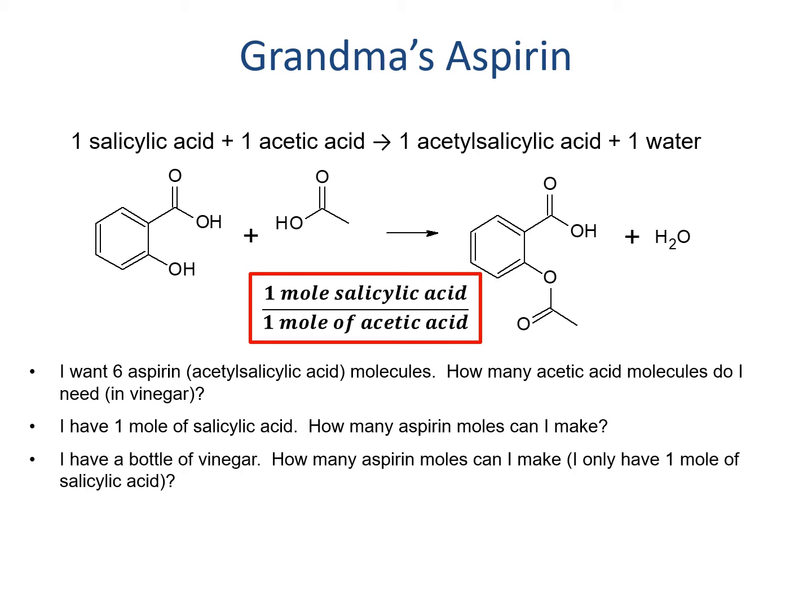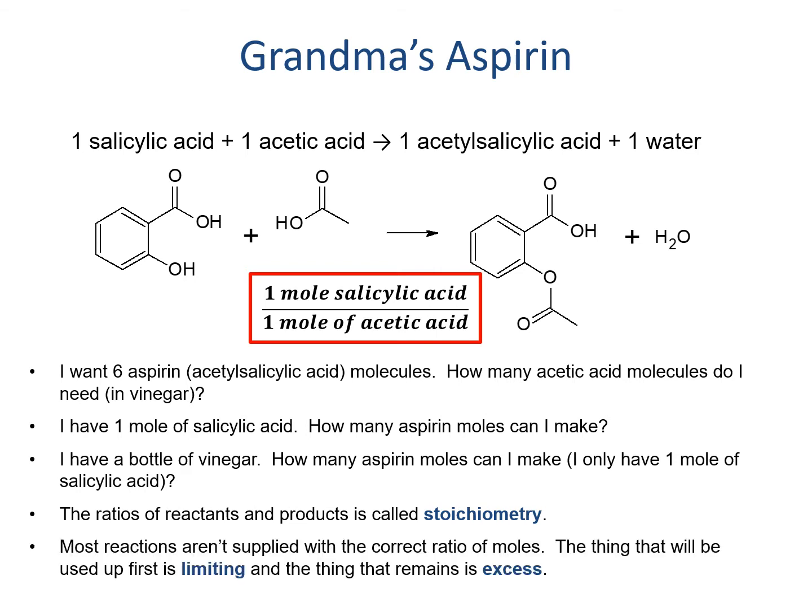When we're talking about these ratios in chemistry, we use the term stoichiometry, from the Greek for element and meter. And when we have real reaction conditions, just like when we're baking, we usually have extra of something. We say that we have excess. The thing that we have the least of compared to the recipe is considered limiting.